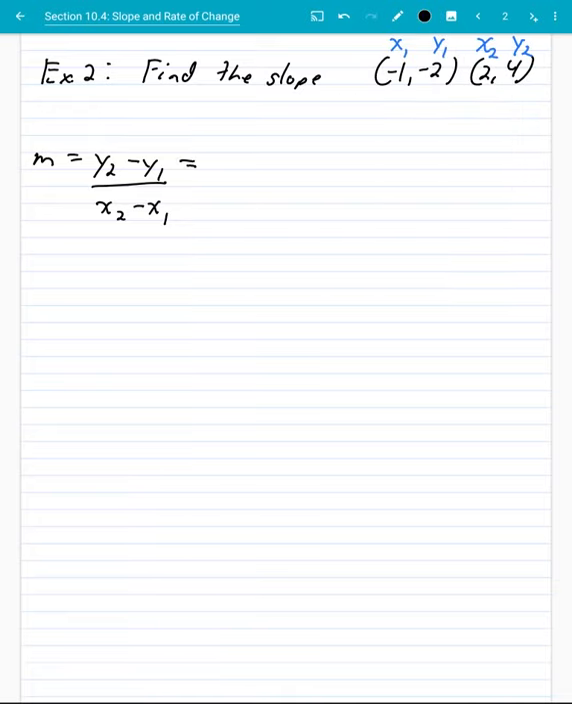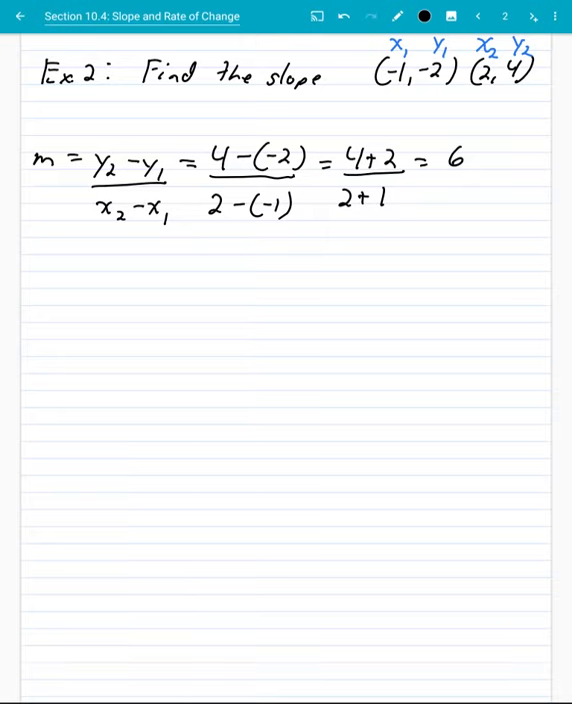After labeling them, plug them in directly. y2 is 4, y1 is negative 2, so minus negative 2, over x2 is 2, x1 is negative 1, so minus negative 1. Go ahead and evaluate. Remember, negative times a negative makes a positive. This makes a positive as well. We're left with 6 over 3. Now, 6 over 3 can be reduced. So that's a fraction that can be reduced. 6 divided by 3 is going to be 2. There you have it. So your slope is equal to 2.